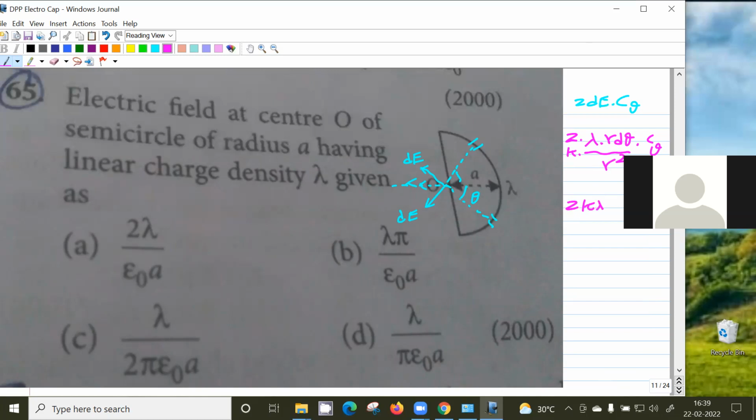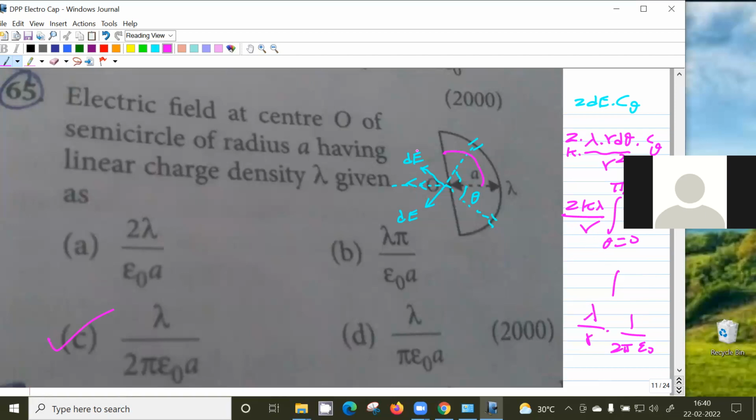0 to pi, sir. Integral cos theta d theta, integral 0 to pi. Pi by 2, because I'm taking a pair of elements. If I cover from here to here, I'll cover this full semicircle. I'm taking a pair, so when I cover a quarter, I'll cover both of them. So integral cos theta from 0 to pi by 2 is 1, right? The standard result is sine theta, and yes, this is 1. So the answer is 2k lambda by r, and k is 1 by 4 pi epsilon naught. So it's lambda by r into 1 by 2 pi epsilon naught.